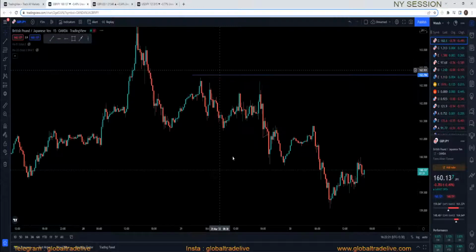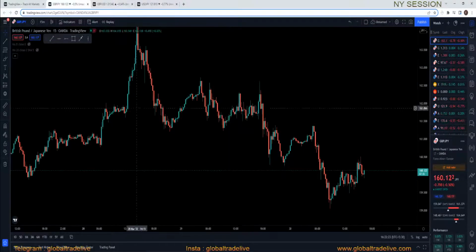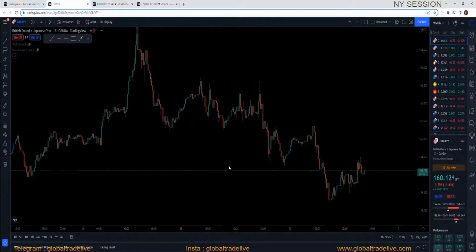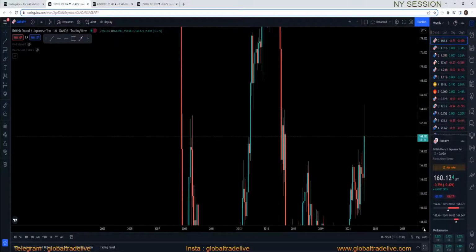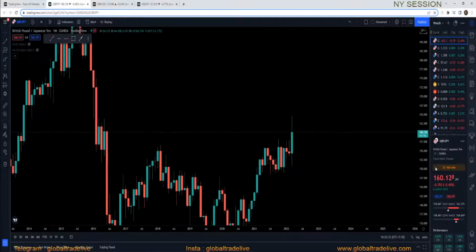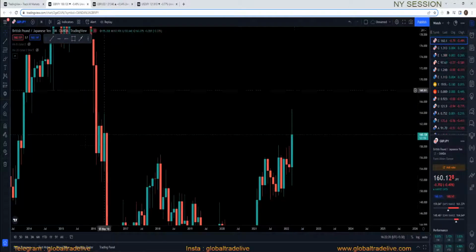So let's just remove all the drawings from the graph first and then let's reanalyze everything. So basically, GBP JPY monthly time frame is totally bullish, but the monthly candle is now retracing back down.